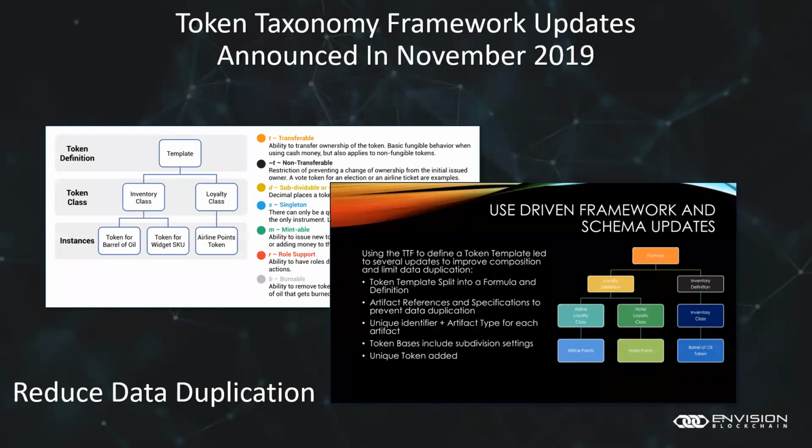So let's get into some of the recent advancements and updates that were just announced in this TTF 1.0, just this past month, November 4th, right? In the behind the scenes here, we see in the white box that we originally looked at the token template as the definition. And then we had our token class and instances, where we still have that, but we realized that when trying to create efficiencies within the taxonomy framework, we needed to find a way to reduce data duplication.